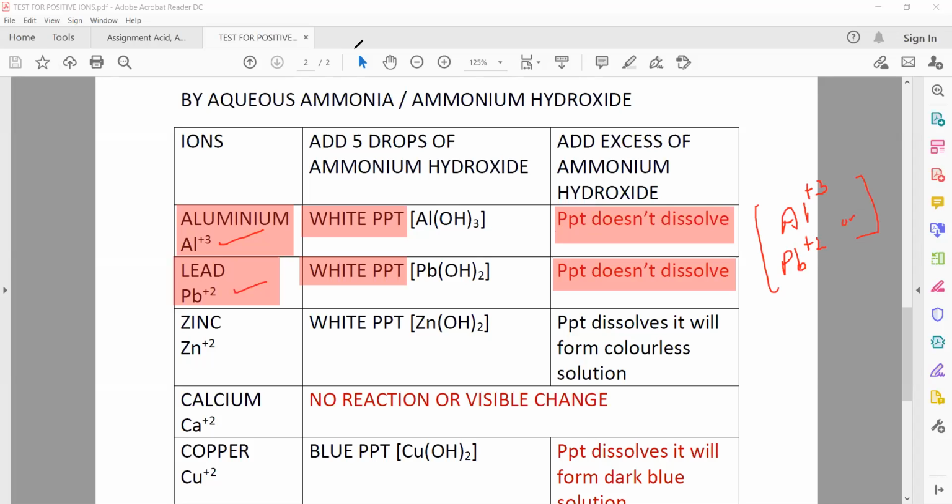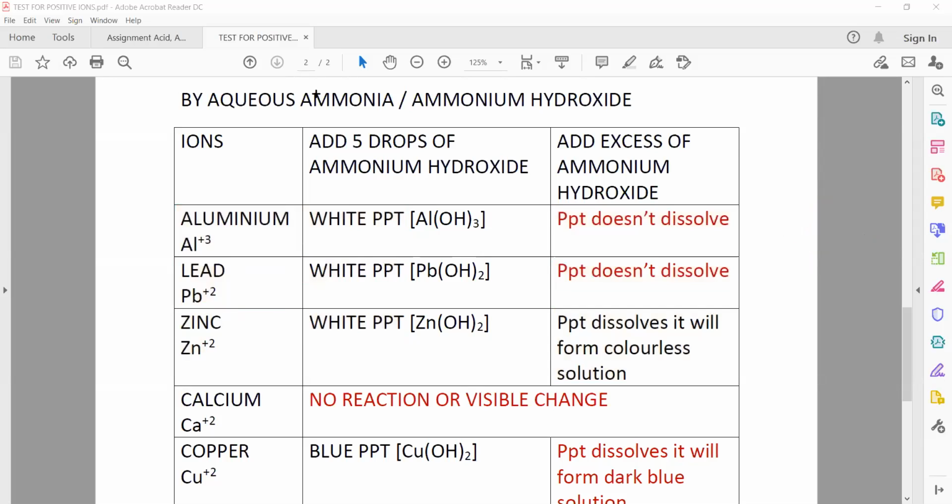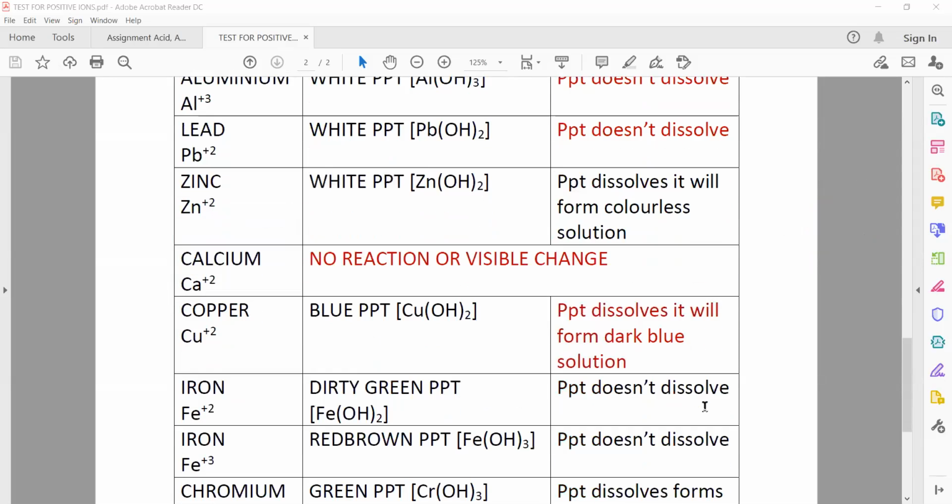But if zinc ion is present, it will give a white precipitate. But when you add an excess, the precipitate dissolves and it will form a colorless solution. So when it forms a colorless solution, you will identify that the zinc ion is there because it formed white precipitate and the precipitate dissolved. Then with calcium there is no reaction, no visible change.